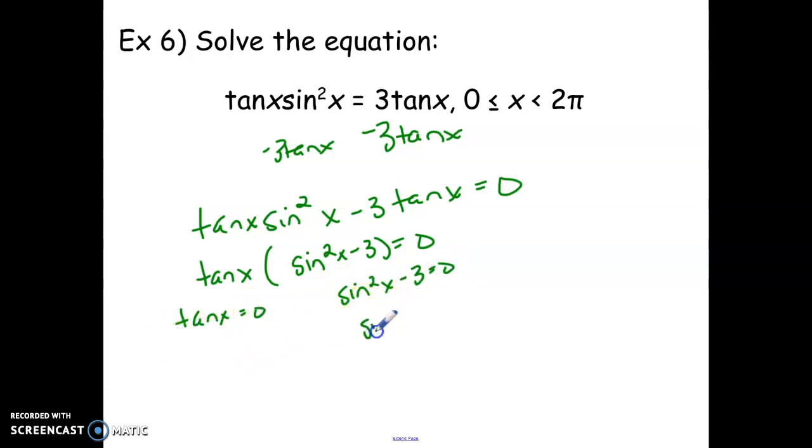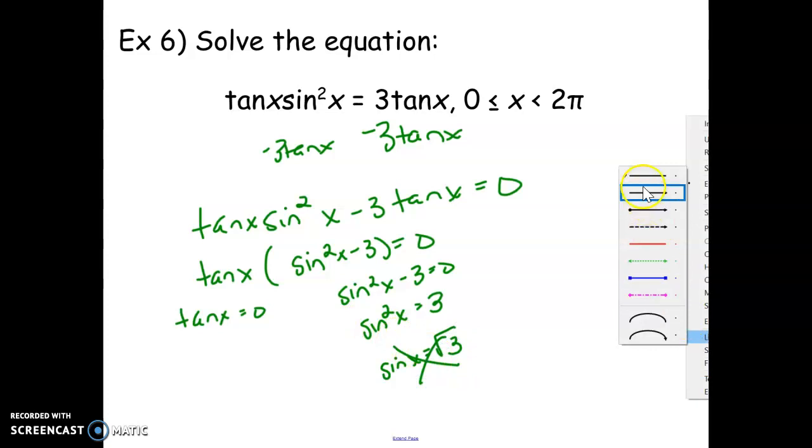So we'll come back to this. We're going to do sine squared of x equals 3 and sine of x equals the square root of 3. Now if you think of your unit circle, you don't know where that happens, right? That never happens on your unit circle. Square root of 3 is bigger than 1, so it doesn't even work in our bounds. So we can't even do this. We just need to figure out when tangent is 0. Sorry, sidetrack on my thought.